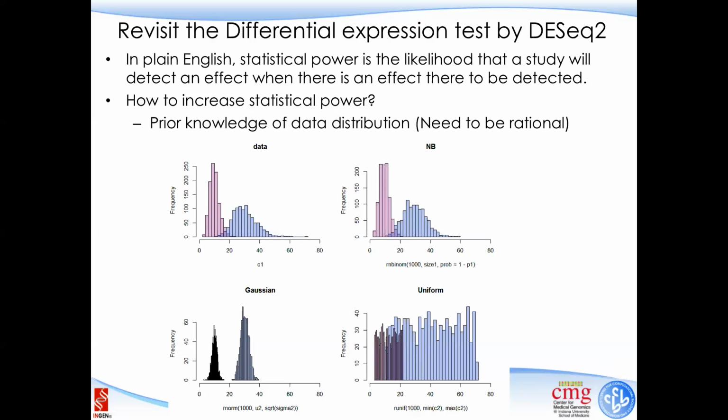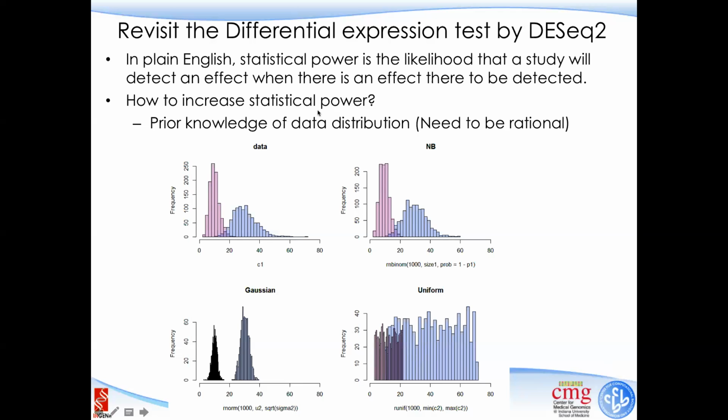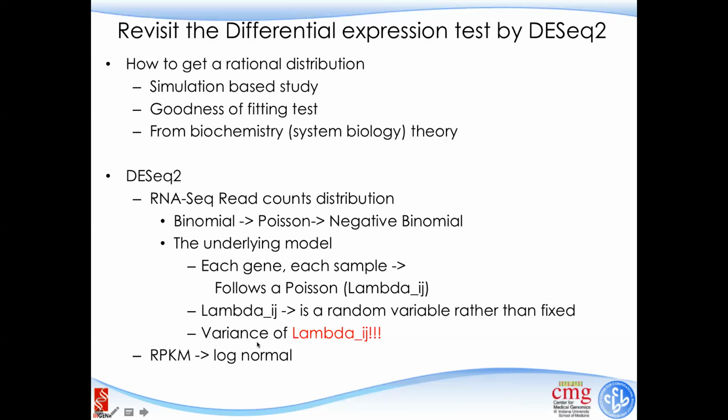Yeah. And also, sometimes there are some ways to get a rational distribution. First, as I mentioned, the simulation-based study and goodness of fit test. After you get this data, there is a test, namely goodness of fit. You can fit this data with a distribution, or you can directly, without fitting, test if this data forms a Gaussian or normal distribution.